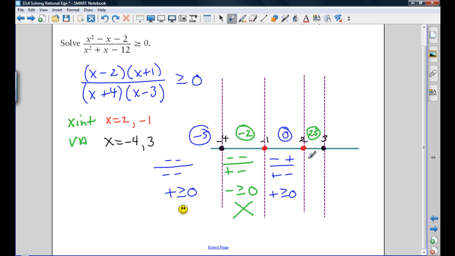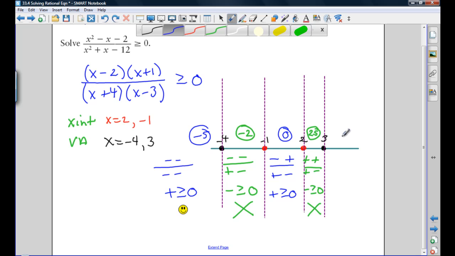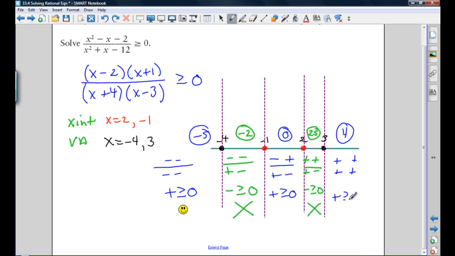Plugging in 2.5, I have a positive, a positive, a positive, then a negative. That simplifies to a negative. Are negative numbers greater than or equal to 0? They are not. So that doesn't get a nice little happy face. The last part of this is looking at a number bigger than 3. Let's use 4. I have a positive, a positive, a positive, a positive, and that clearly is a true statement. So if we add little smiley faces to the areas that are part of our solution, we can now state the final solution.